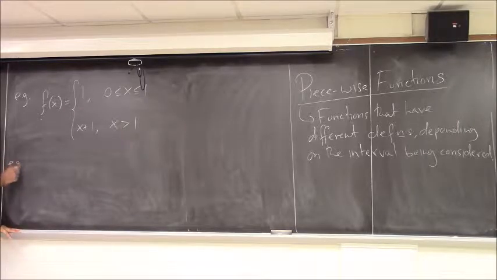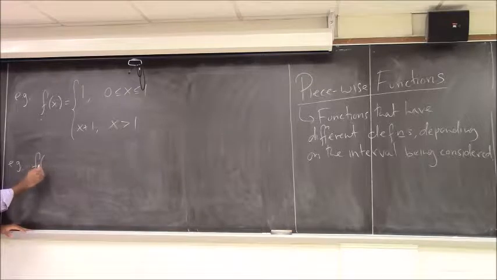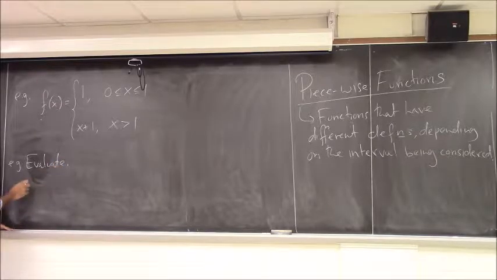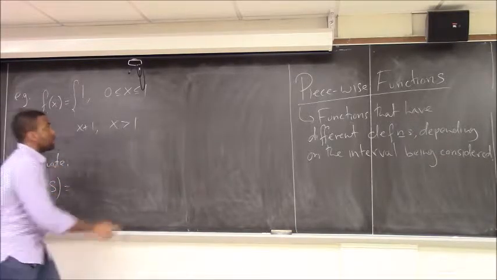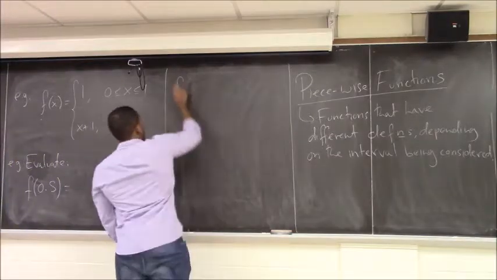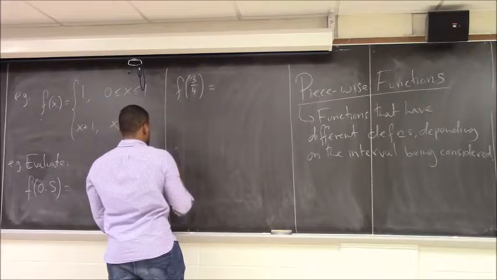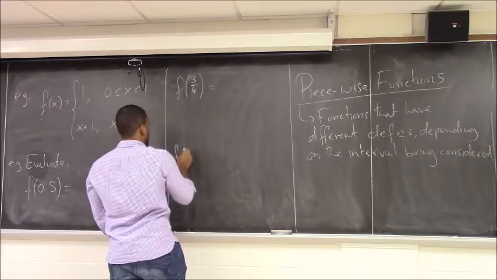Okay. So let's see if we all understand what this means. Let's try a couple values. For example, evaluate f of 0.5. f of 3 over 4. f of 20.